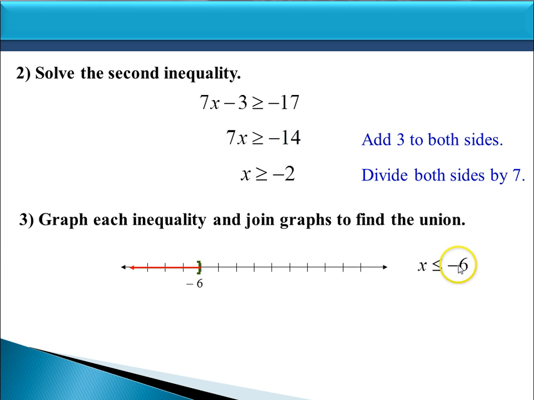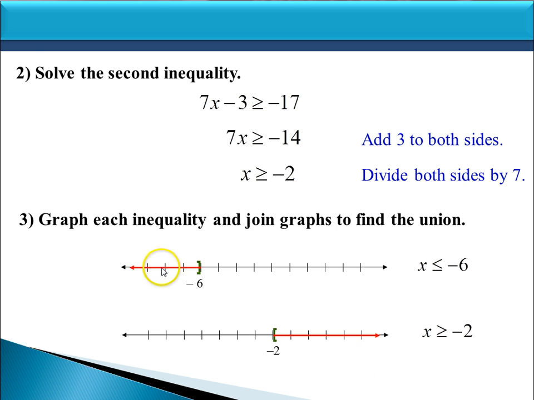So now we have our x is less than or equal to negative 6 that we found earlier. That was our first inequality. And here is the graph of that inequality. And then the inequality x is greater than or equal to negative 2, we'll graph that solution there. And now we're looking for the union. So what we're going to do is join these two sets together. So if we add these two sets together, that will give us the union.